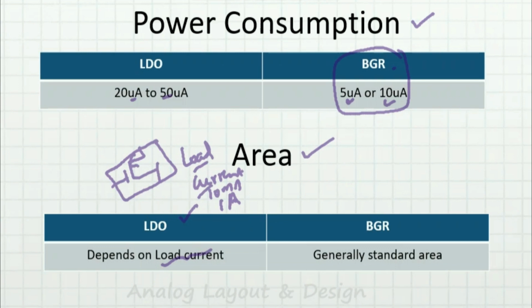But BGR area is generally standard. It is the same standard architecture. One or two architectures we have. One is the standard 1.2 volt reference. Another one is the sub 1 volt reference. So the area of BGR is generally a standard area, so it will be within that only. It will be small area only.